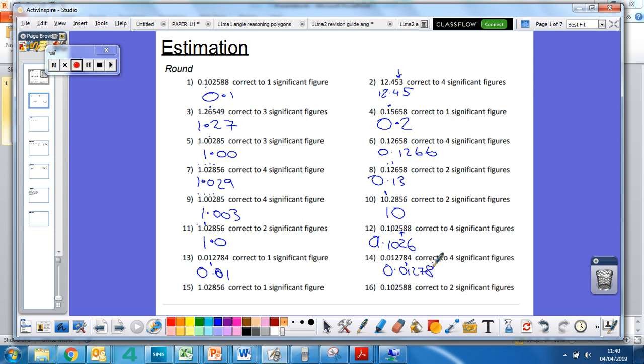1 significant figure here is just 1. Done. 2 significant figures here. Well, the 0 is not significant. The 1 is. The 0 is the second one. This is 0.10. There was some practice on rounding to significant figures.